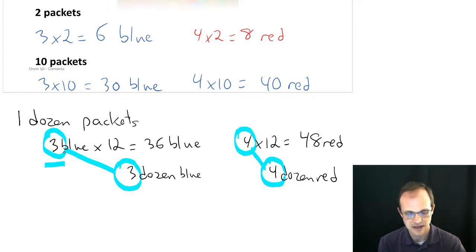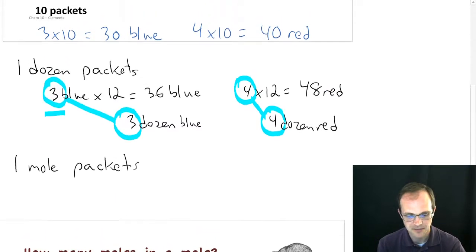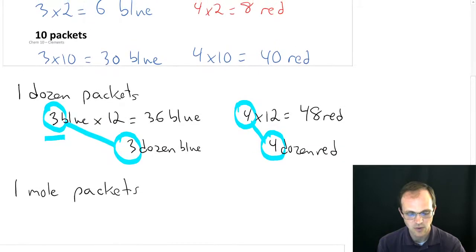What about if I had 1 mole of packets? Now, 1 mole of packets of M&Ms would be a crazy amount of M&Ms. It would probably fill up about half of the volume of the Earth. So we're not actually going to do that. But let's say I was talking about that. 1 mole of packets. What would I have there?